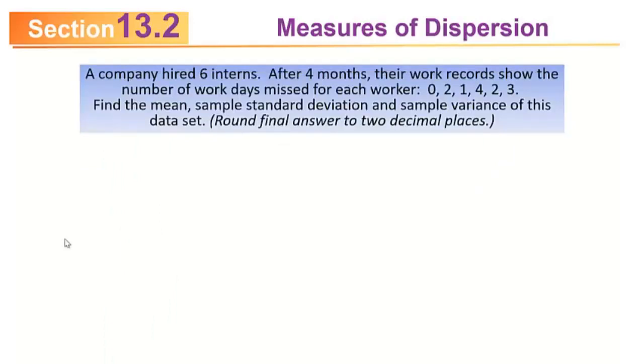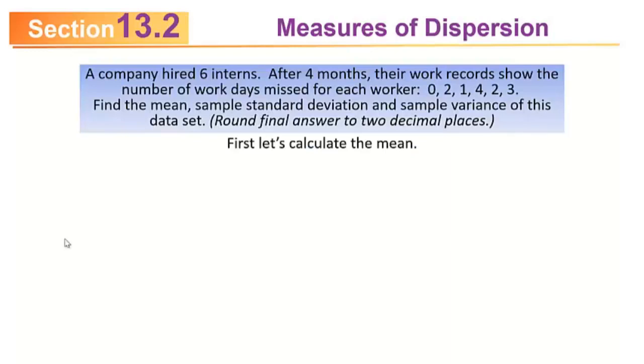Let's do another example. Suppose a company hired 6 interns. After 4 months, their work records show the number of work days missed for each worker. One worker missed 0 days, another missed 2 days, another 1 day, 4 days, 3 days, and 2 days. And the instructions here are to find the mean, sample standard deviation, and the sample variance of this data set and round the final answer to 2 decimal places.